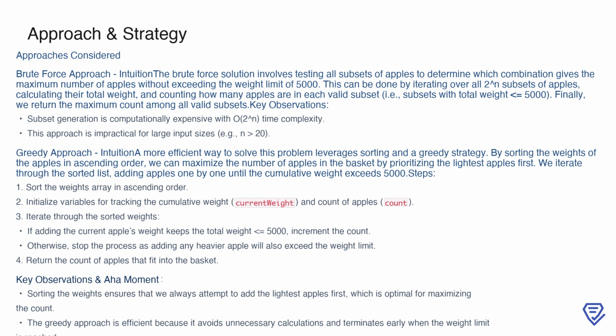This leads us to a more efficient alternative, the greedy approach. Here, the intuition is to sort the apple weights in ascending order so that we can prioritize adding the lightest apples first. By doing so, we maximize the number of apples before reaching the weight limit. The process involves sorting the weights, iterating through them, and adding apples to the basket until the total weight exceeds the limit. This strategy is efficient because it avoids unnecessary calculations, focusing only on the most promising additions. By stopping as soon as the weight limit is crossed, we ensure that no heavier apples are considered unnecessarily.